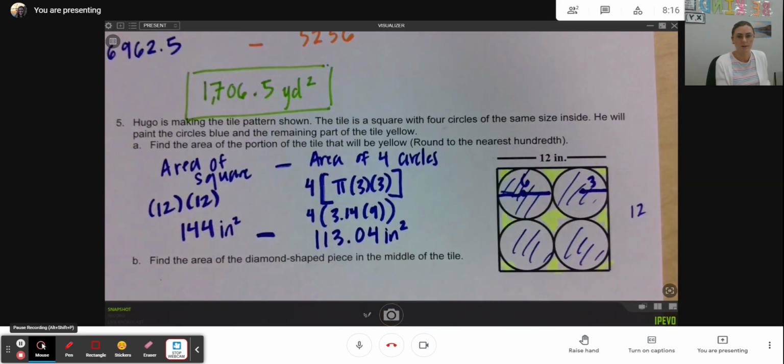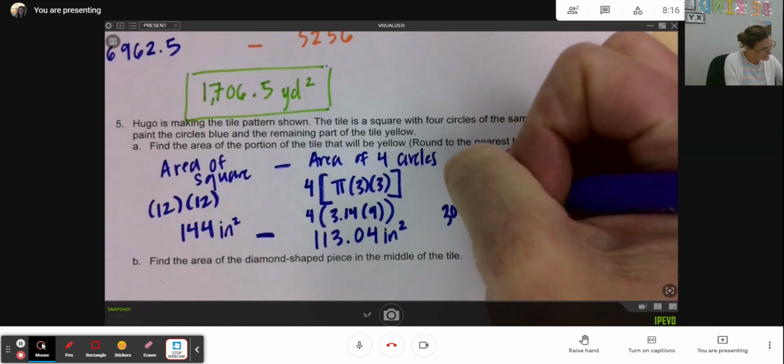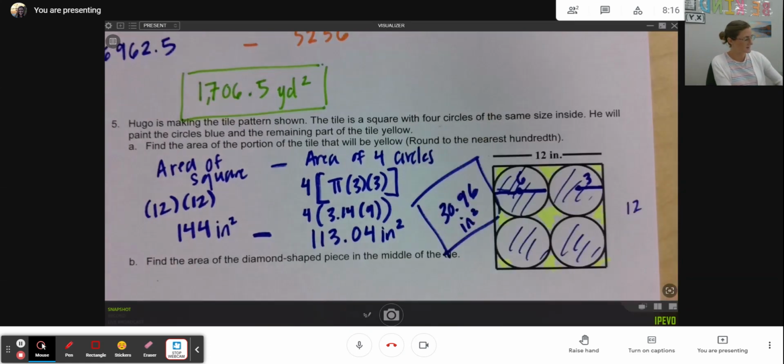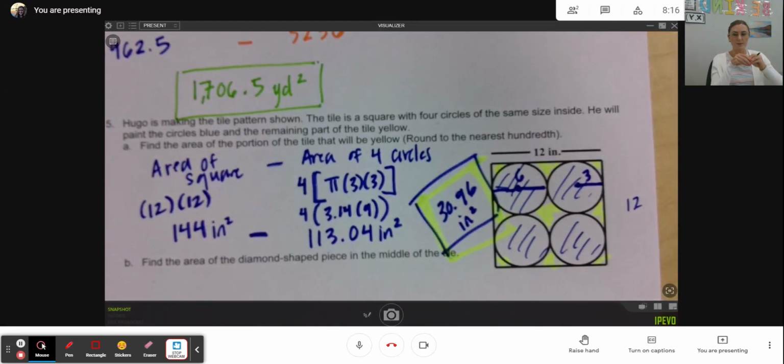inches squared. Now we can subtract the 2. And when we subtract those 2, we're going to get 30.96 inches squared, and that represents my yellow portion of the tiles once we take out those 4 circles.